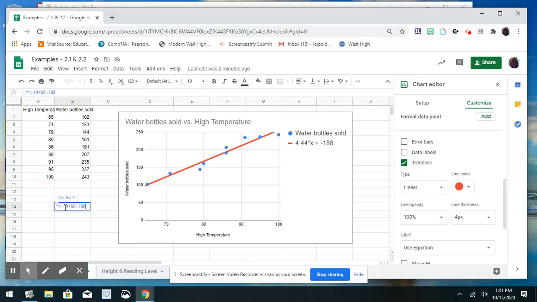The computer is using the generic form y equals mx plus b to give us these numbers, but we typically will say minus 188, not plus a negative 188. And then when you hit enter, you get 113.92. So that's about 114 bottles that you'll have to have on hand. Okay.